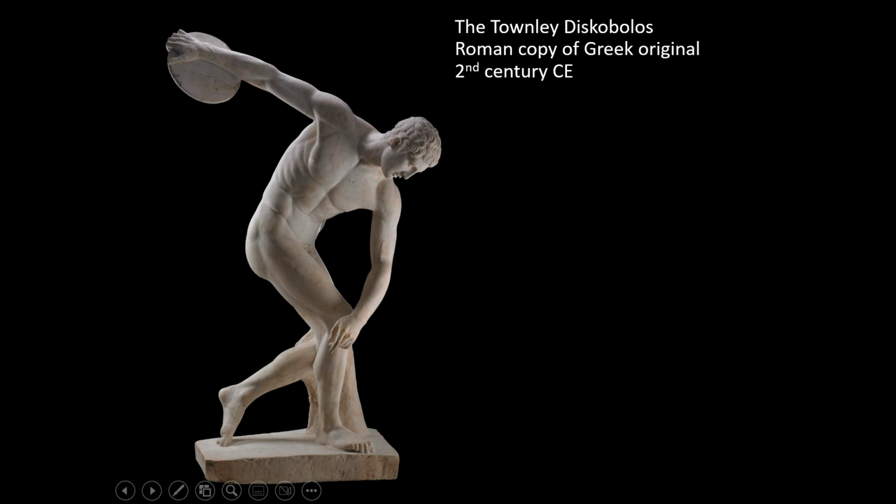Look at the veins and how they're articulated in the wrist that holds the disc. It's like you can see the blood coursing through his body as he's getting ready to throw this disc. Oh my gosh, it's really so good.